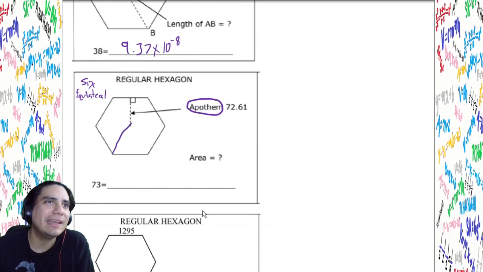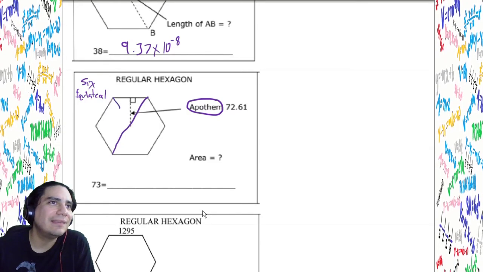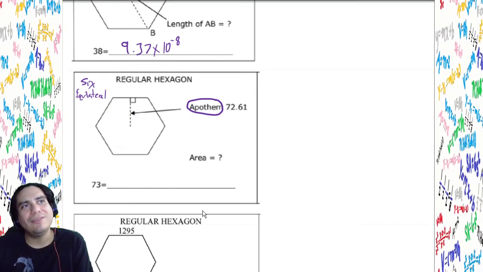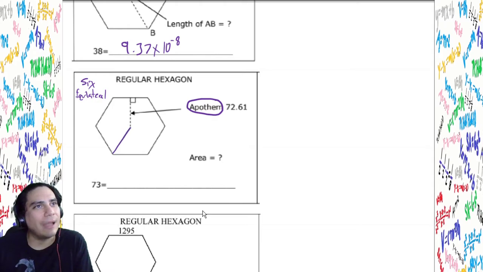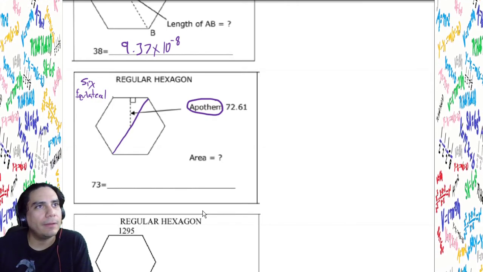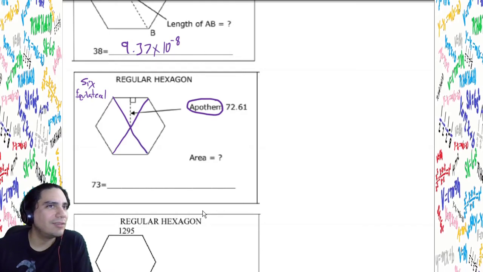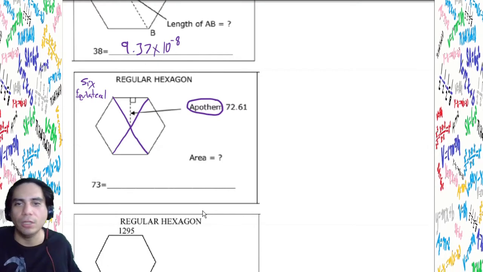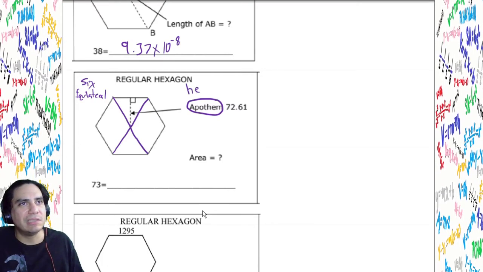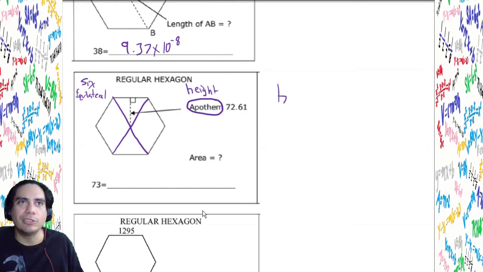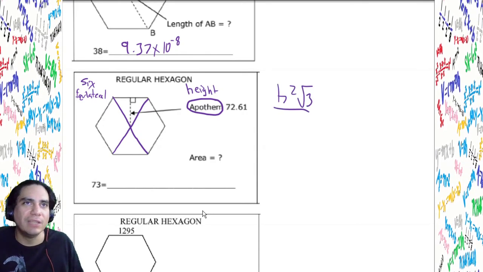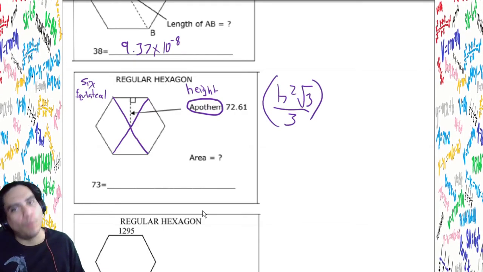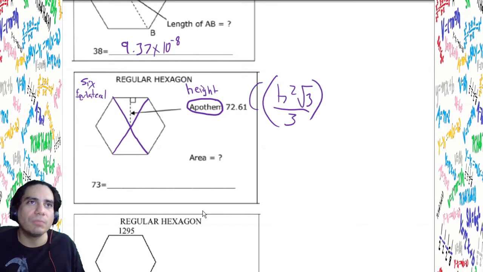Because if I connect this to this, and I connect this to this, now I apologize, my lines aren't the straightest in the world, but you get the point, right? Let me do this a little bit better, because that was way too sloppy, even for Mr. Delgado. Bam, and then we go like this, bam. We got ourselves those equilaterals. And that apothem probably looks super familiar. That apothem could also be considered the height. So we're going to use height squared times the square root of 3 divided by 3. That's the area of one of those equilateral triangles. Then we're going to multiply all that by 6.